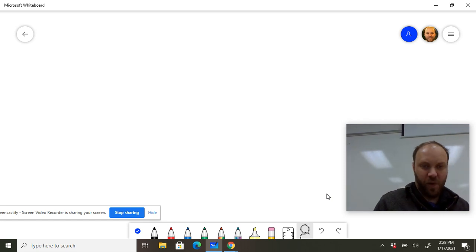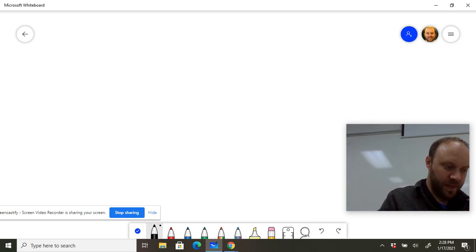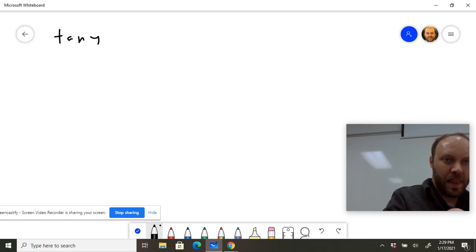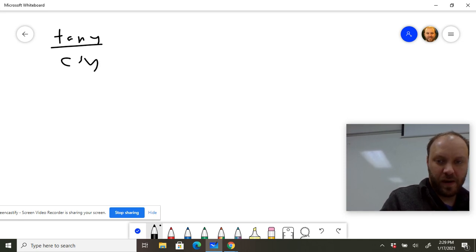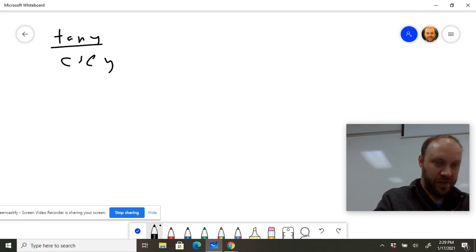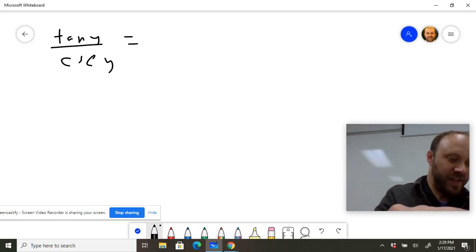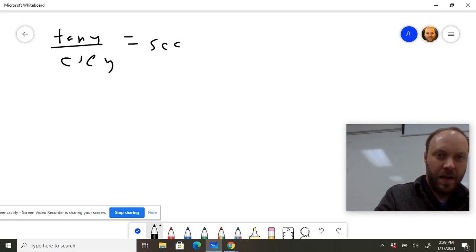All right, number 12. It is tangent of y on top over cosecant of y. Sorry, that's not very legible, is it? Is equal to secant of y minus cosine of y.